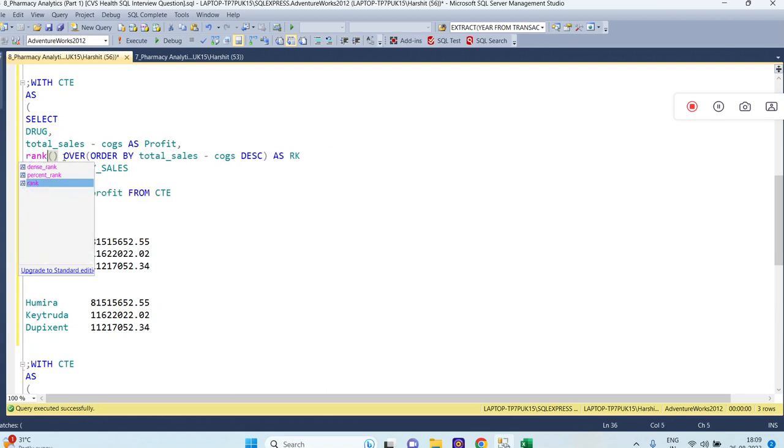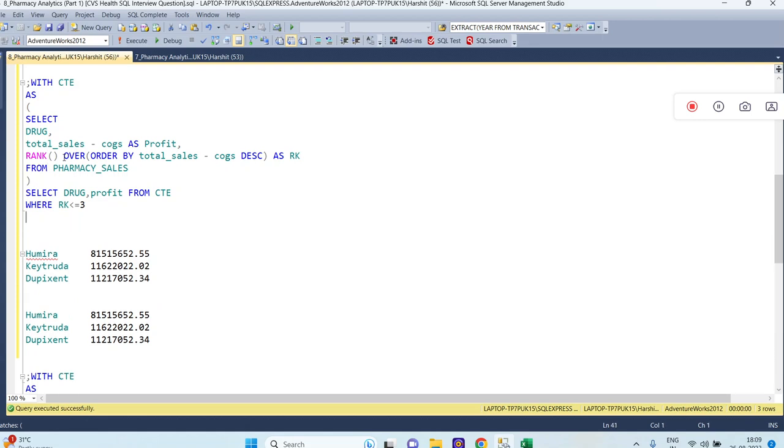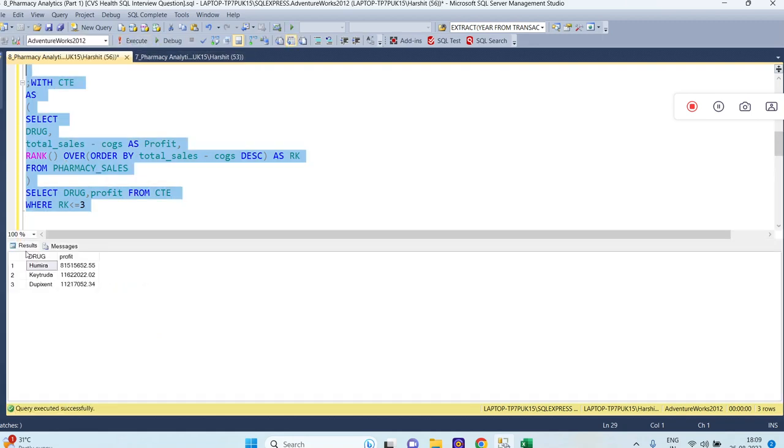Why? Because there are no ties, as it is mentioned in the question only, right? There are no ties over here. So while using the rank function, it is also giving the same result. So when there is no tie, dense rank and rank are functioning the same way.